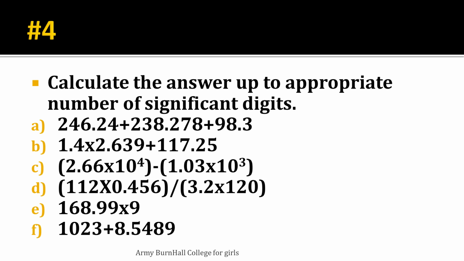Number 4, again the same question as we have done in examples. Calculate the answer up to the appropriate number of significant digits. Addition, subtraction and multiplication are there. You will just do the calculation according to the rules of significant figures. You will round off in addition and subtraction up to the least number of decimal places, and in division and multiplication, you will round off up to the least number of significant figures. You have to do it.